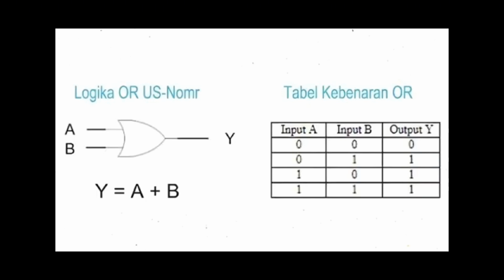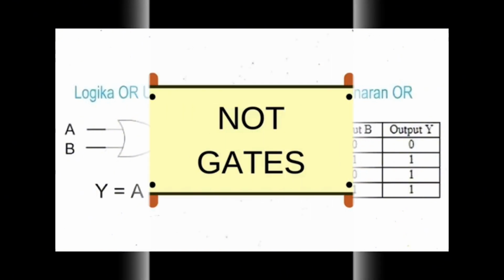For example, if there are two inputs, namely A and B, if A and B both have a value of 0, the output is 0. If A is 1 and B is 0, the output is 1. If A is 0 and B is 1, the output is also 1. If A and B both have a value of 1, the output is still 1. In simple terms, the OR gate will produce a positive output, high, if at least one input is positive, high.